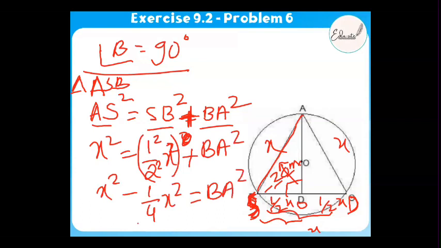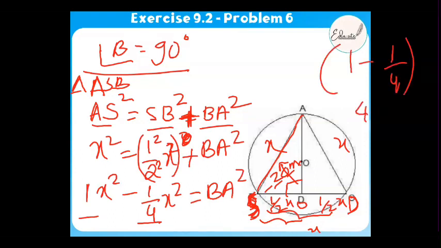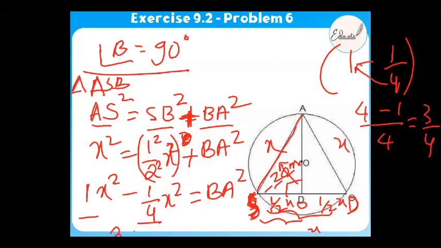How will you solve these two terms? This is 1 here and this is minus 1 by 4. You have to apply the LCM. 1 minus 1 by 4. How will you solve this? It is nothing but 4 minus 1 by 4. We'll move this side. 4 into 1 is 4. 4 minus 1 is 3. It is 3 by 4. So this fraction goes to 3 by 4 X square. So what is BA square? BA square is equal to 3 by 4 X square. Please write this down.